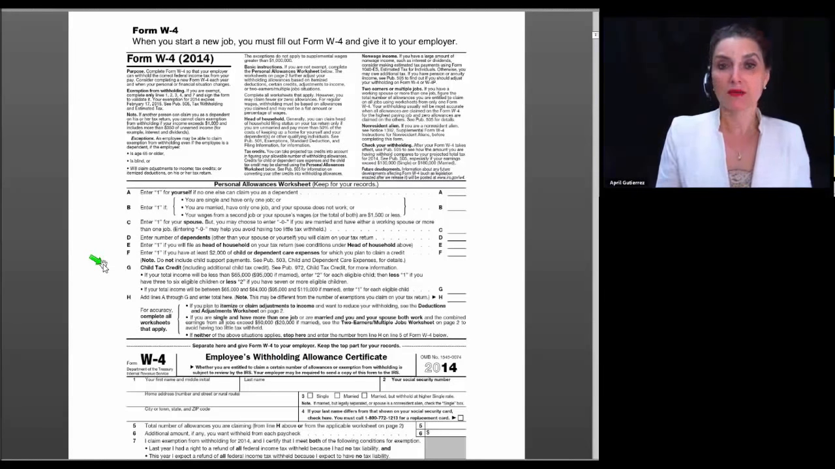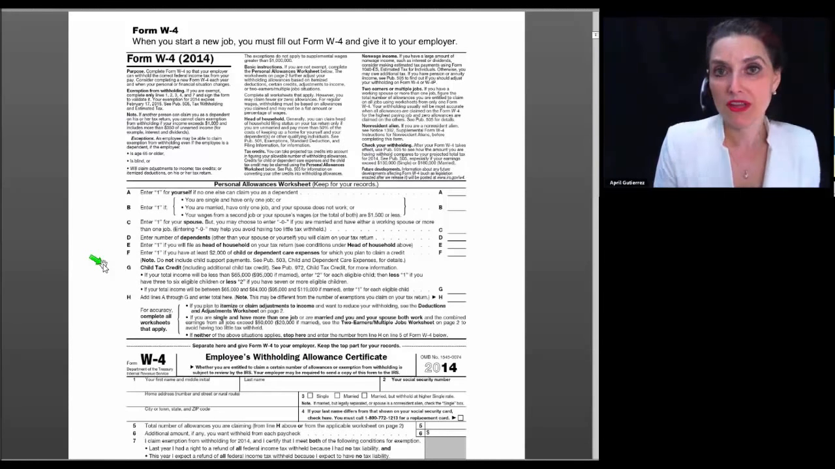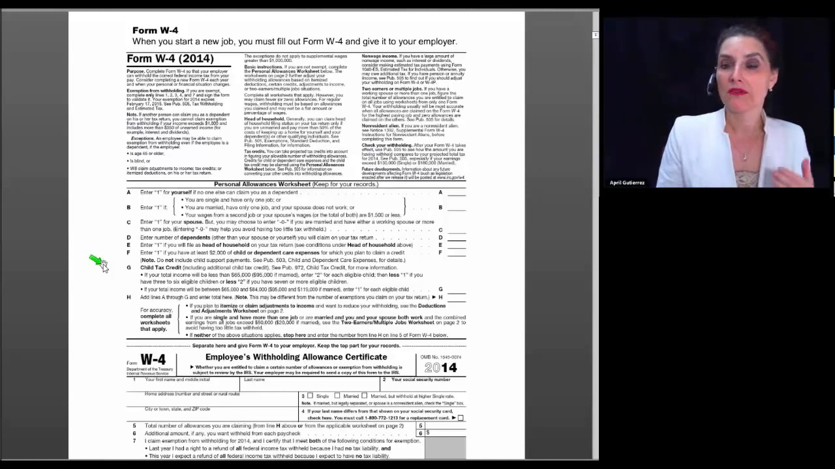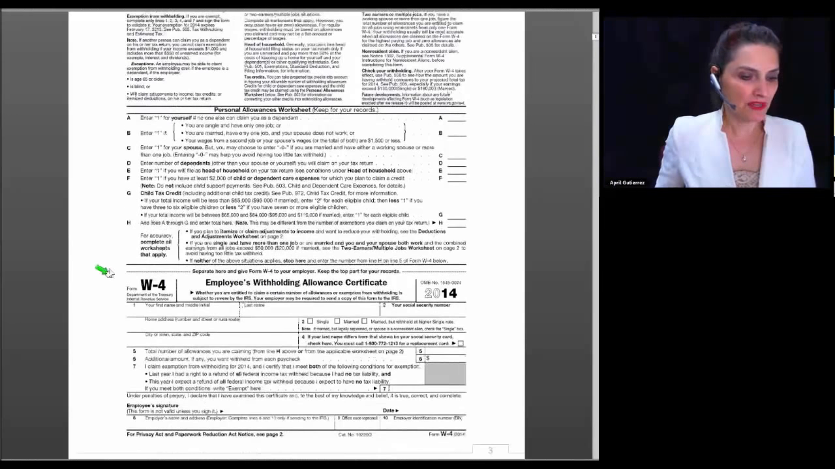Are they expecting a refund, which they then get? Are they expecting to owe, which they then owe? That would mean that they're withholding at a rate that perhaps makes sense to them. But very often it is the case that an employee has no idea why they owe or why they have a refund or how Form W-4 got them to the point that they're in. And I fault a number of things for this.